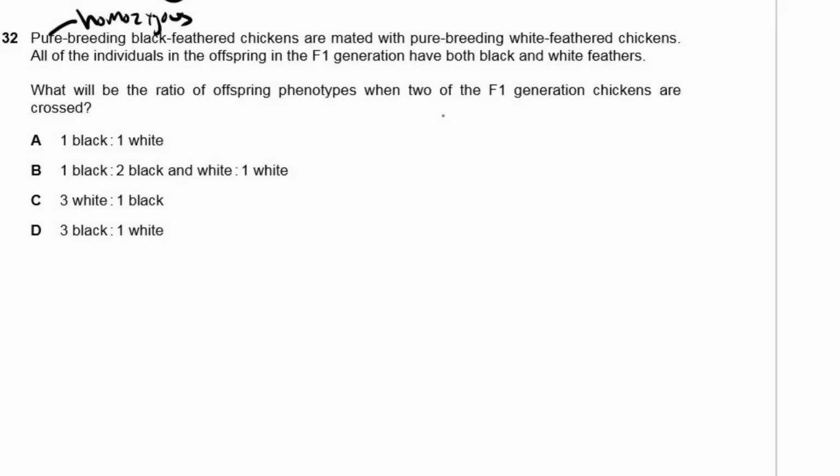So that means for black feathered chickens, we could say capital B is for black feathered. And for white feathered chickens, capital W is for white because they're both dominant. Okay, so all of the individuals in the offspring in the F1 generation have both black and white feathers.